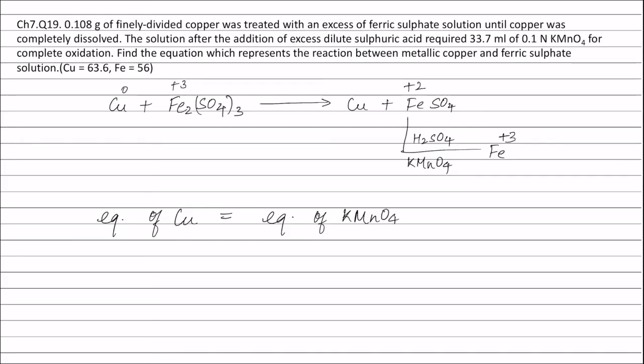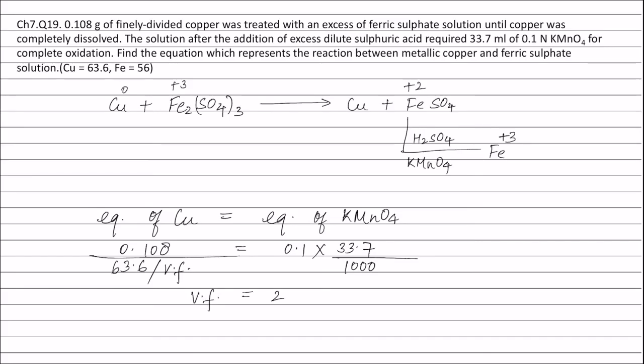Now equivalents of copper will be equal to weight of copper, that is 0.108 grams divided by equivalent weight of copper. Equivalent weight of copper will be equal to atomic weight of copper, that is 63.6, divided by valency factor of copper, and this is equal to equivalents of KMnO4. Equivalents of KMnO4 will be equal to normality of KMnO4, that is 0.1, into volume of KMnO4 solution in liters, that is 33.7 divided by 1000 liters. Solving this equation, we get the valency factor of copper equals 2.